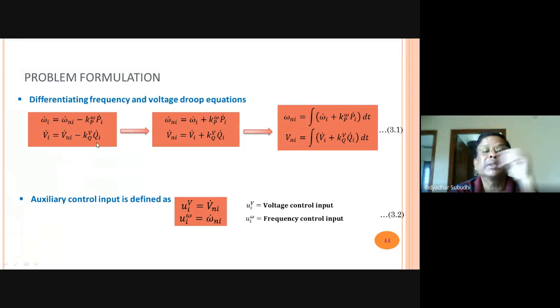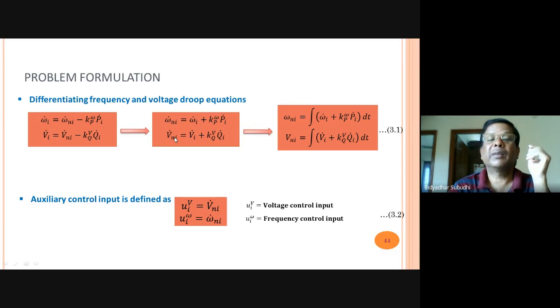Now you rearrange these terms, like omega ni dot, then omega I dot taken to the right side, and similarly V ni dot taken to the left side, and this becomes here. Now if you want to get omega ni, you have to integrate it. If you integrate it, you get this relationship. Now for V ni dot, if you integrate, you get these relationships.